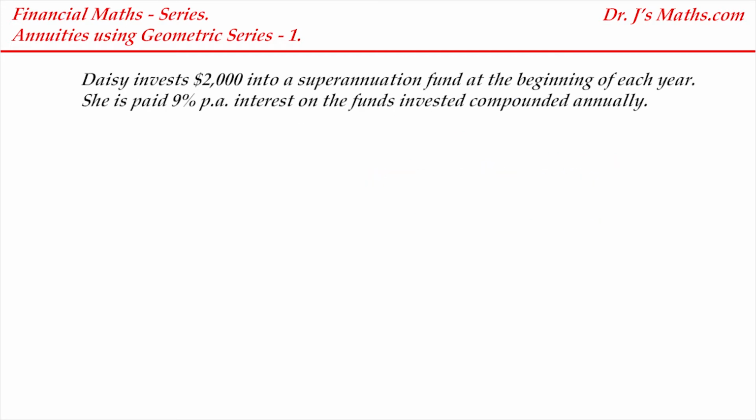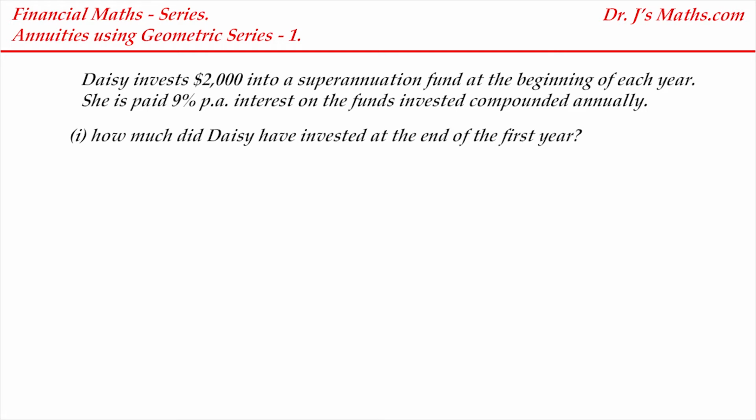Now I have another friend called Daisy, and she wants to invest $2,000 into a superannuation fund at the beginning of each year. She's going to be paid 9% per annum interest on the funds invested, and that's going to be compounded annually. So the first part of our question is, how much did Daisy have invested at the end of the first year? Well, after 1 year, her investment was $2,000 times the interest rate, which is 1 plus 9%, which I've written as 1.09. So she's got now $2,180.